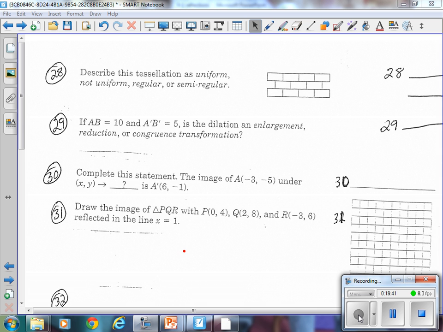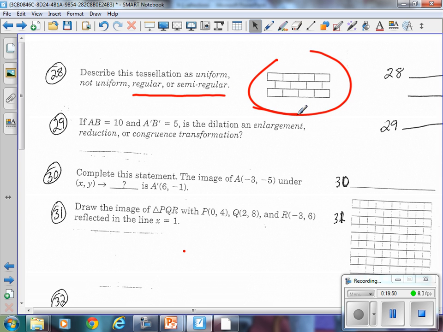Problem 28, describe the tessellation as uniform, not uniform, regular, or semi-regular. First thing, the easiest thing is regular or semi-regular. They're all rectangles, so none of them are regular, so it's not regular, and it's not semi-regular, so it's neither one of those.